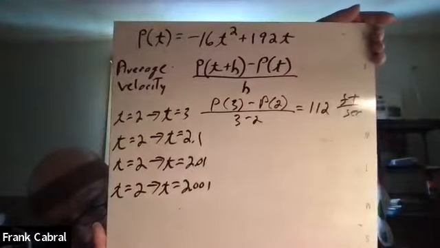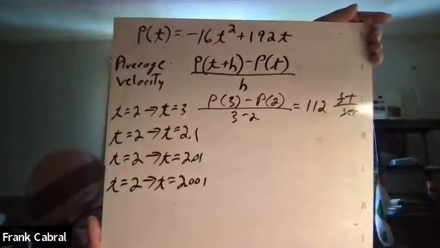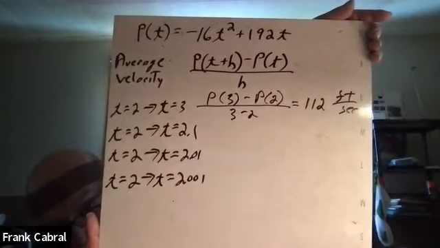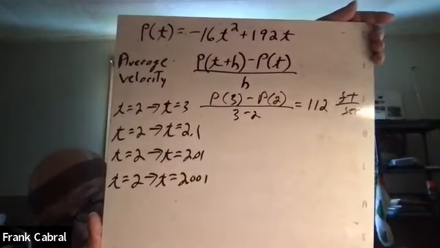Now that's not very accurate because the interval is a whole 1 second wide. Okay. But as I shrink that interval down, the approximation for the average velocity is going to get closer and closer to the slope of the tangent line. And the slope of the tangent line is going to tell us the instantaneous velocity.